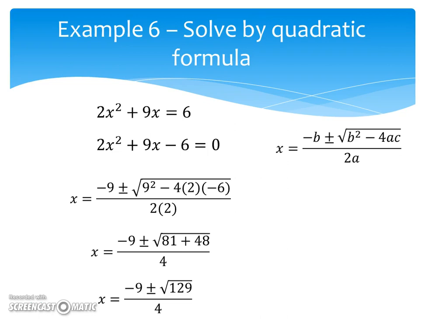And now you can just type it in your calculator. Make sure you do it twice. Once with plus, once with minus. You do -9 plus the square root of 129. Then you divide by 4. And you do -9 minus the square root of 129. And you divide by 4. And you should get 0.589 and -5.089.